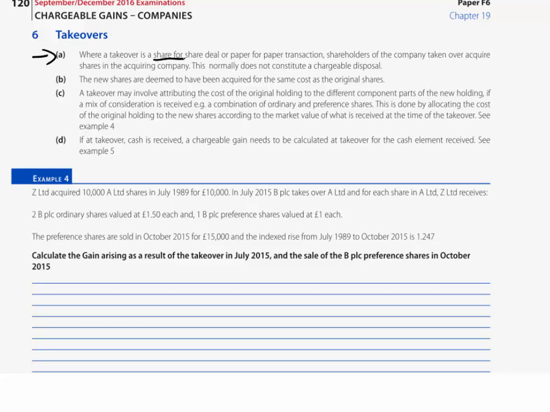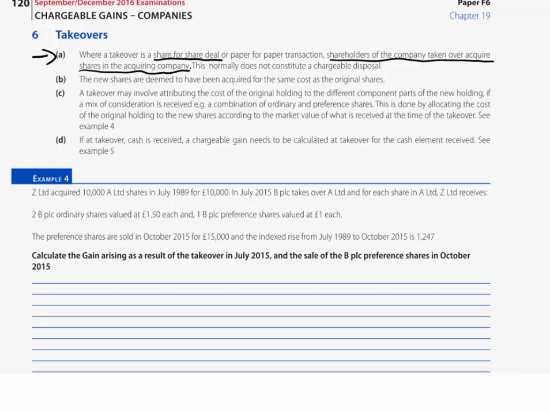Where a takeover is a share for share deal, otherwise known as paper for paper, the shareholders of the company taken over acquire shares in the acquiring company. So I was a shareholder in A plc, I now become a shareholder in V plc. If, for example, I had owned 10,000 shares in A plc, and now V plc says, for every A share that you own, we will issue you with 2 shares in V. In which case, instead of now owning 10,000 shares in A plc, I own 20,000 shares, 2 for 1. I own 20,000 shares in V.